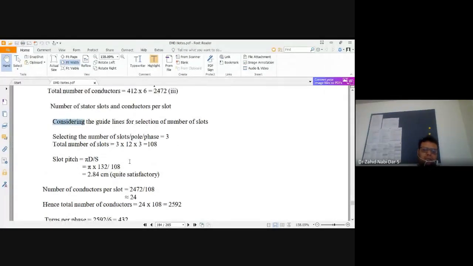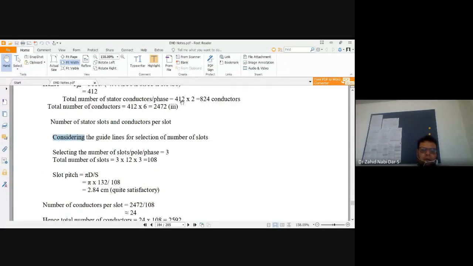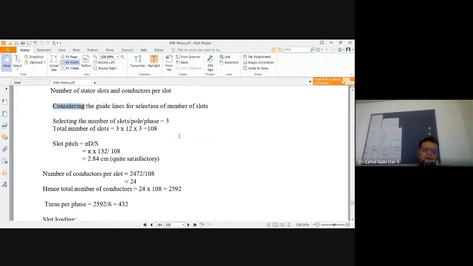Now I have to understand. So 2.48 centimeter is my pitch. Now, number of conductors per slot. Earlier I calculated that the total number of conductors I will be having is 2472. Now how many conductors would be per slot? That division by 108 will remain the same. So conductors per slot, I have to divide by 108, so I come around 24. So now you see the number of conductors per slot is 24.